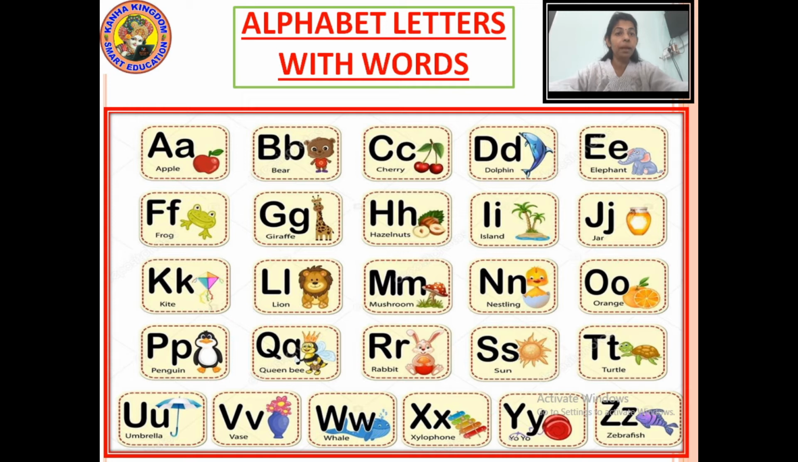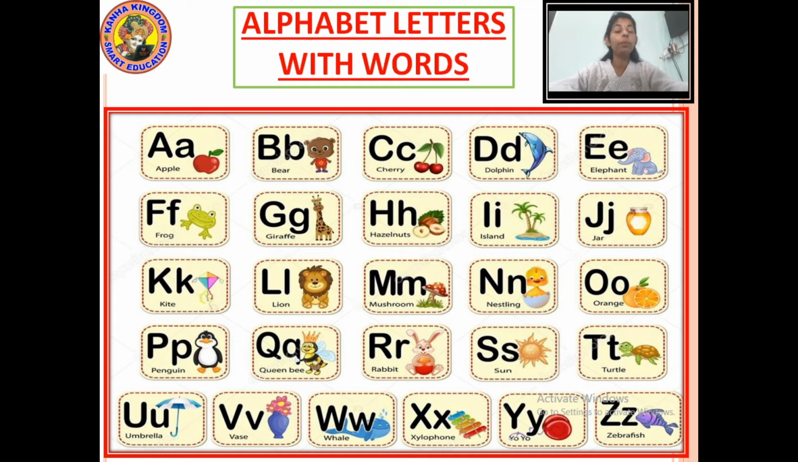What comes after L? M. M for mushroom. Very good. What comes after M? N. N for nestling. Very nice.